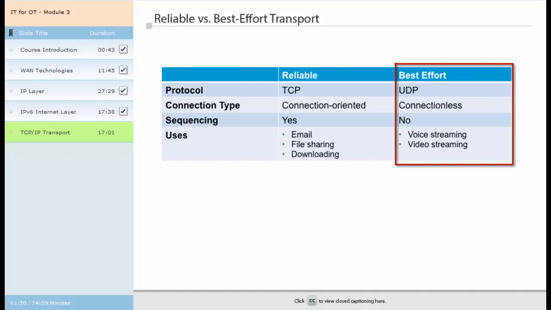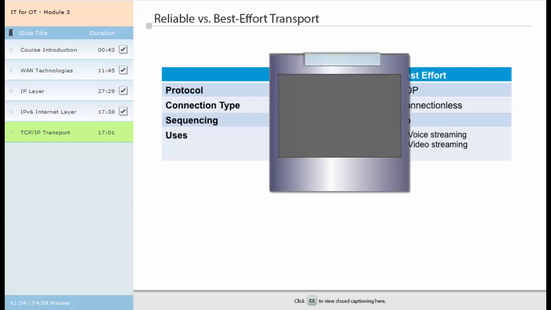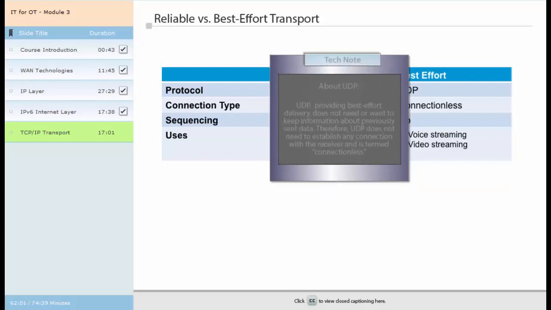Best effort is also called connectionless. Other applications are more tolerant of the loss of small amounts of data. For example, if one or two segments of a video stream fail to arrive, this would only create a momentary disruption in the stream. This disruption might appear as distortion in the image, but the disruption might not even be noticeable to the user. Some applications that use UDP are as follows: video streaming and voice over IP.